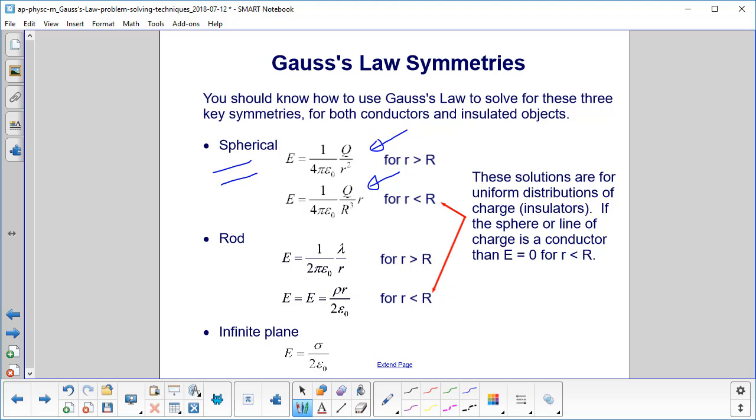For a rod, again, you have two answers for inside the rod and outside. And then you have an infinite plane, which is really kind of unique. This has no r dependence at all. It's a constant.